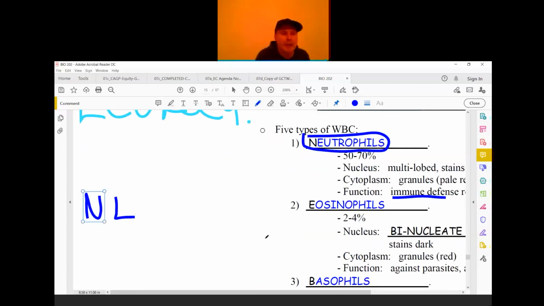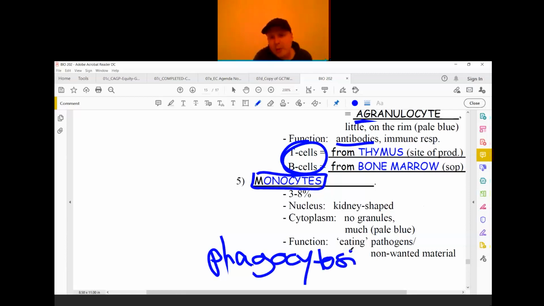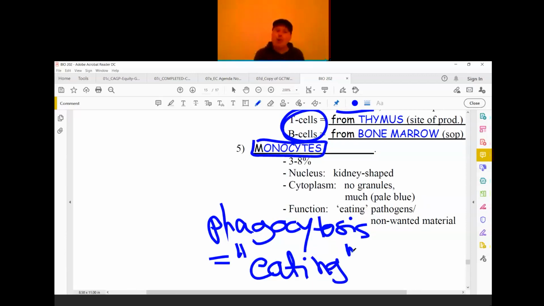The third most common white blood cell type is going to be our monocytes. Somewhere between 3 and 8% of all the white blood cells. Their nucleus is more kidney shaped, so you saw that kind of bean shape. There are no granules in the cytoplasm, and there's a lot of pale blue area showing up. What our monocytes do, they're actually phagocytic. So this process of phagocytosis refers to eating pathogens that shouldn't be in your body.